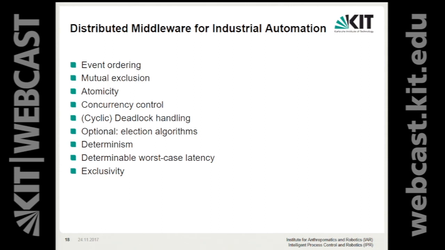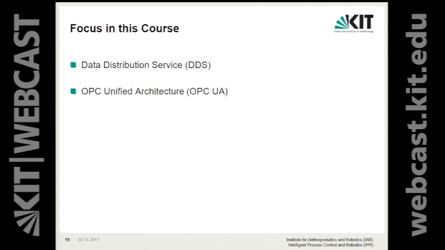And this now becomes possible because the middleware has access to all of the communication processes. I'm going to skip election algorithms. This is for redundancy. Then obviously determinism, a determinable worst case latency. And this is just to remind everyone, real time does not mean fast. Real time only means deterministic, being able to determine a worst case latency. And yeah, we talked about exclusivity.